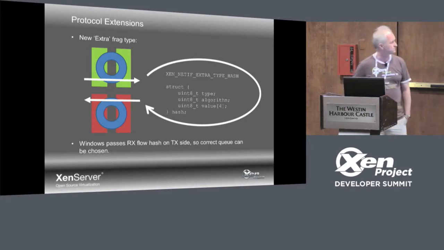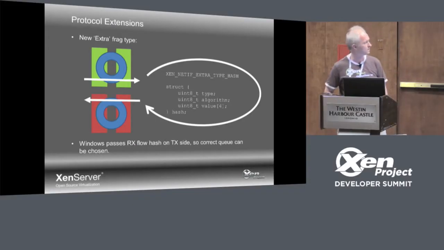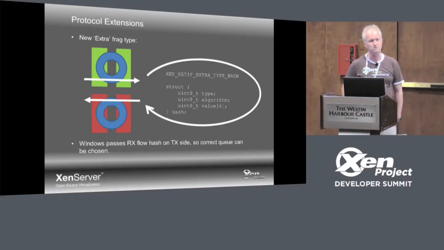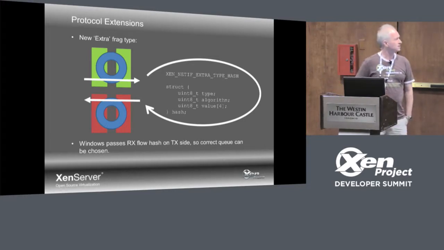contains those fields. So there's the hash type, whether it's TCP or IP, basically the algorithm used, which is always TCP in practice, and the hash value, which is a 32-bit value. It had to be passed as an array of 4 uint8s because of alignment issues, but it is just the 32-bit hash value. Windows actually requires you to send the hash value up the stack, so this also means we can avoid recalculating the hash in the front end, which is a good thing.